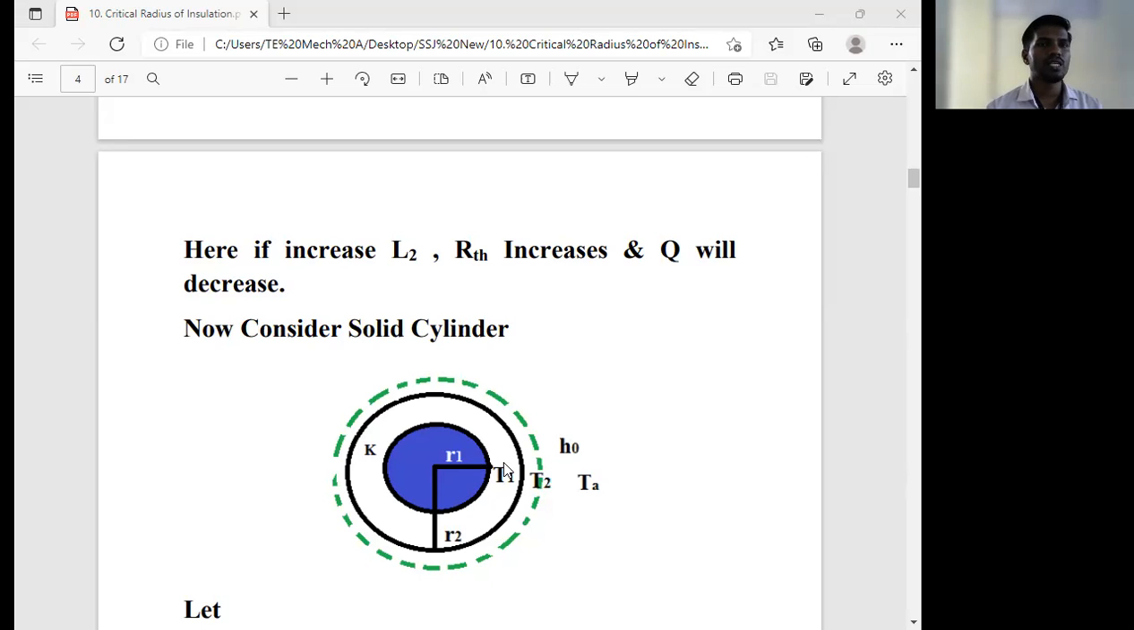What is the thickness of the insulation? R2 minus R1. Solid cylinder जे असणार आहे त्याची रेडियस R1 आहे, इन्सुलेशनची आउटर रेडियस R2 आहे. So what is the thickness of the insulation? R2 minus R1. This is the thickness of that insulation. OK, so all of you draw this diagram, and the air outside of the insulation has ambient temperature, so it is nothing but TA. OK, and heat transfer coefficient is HO.